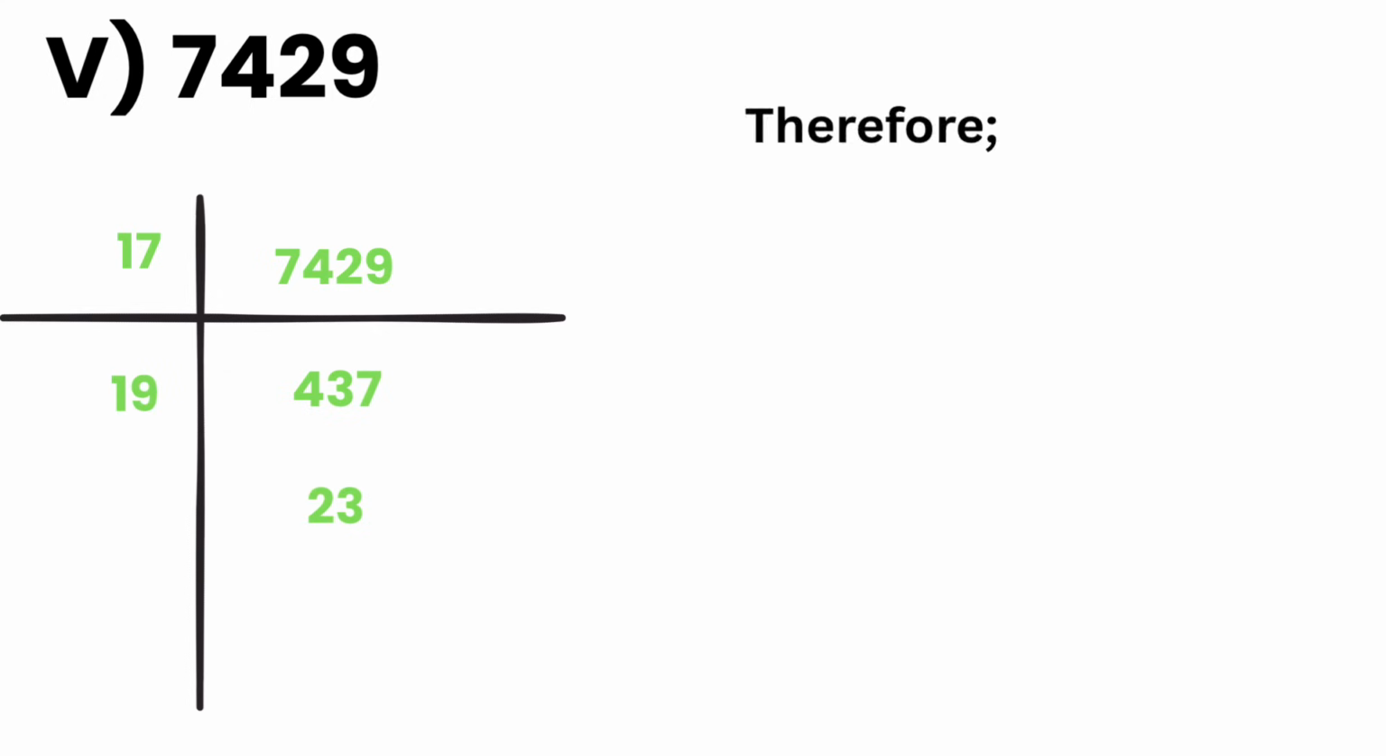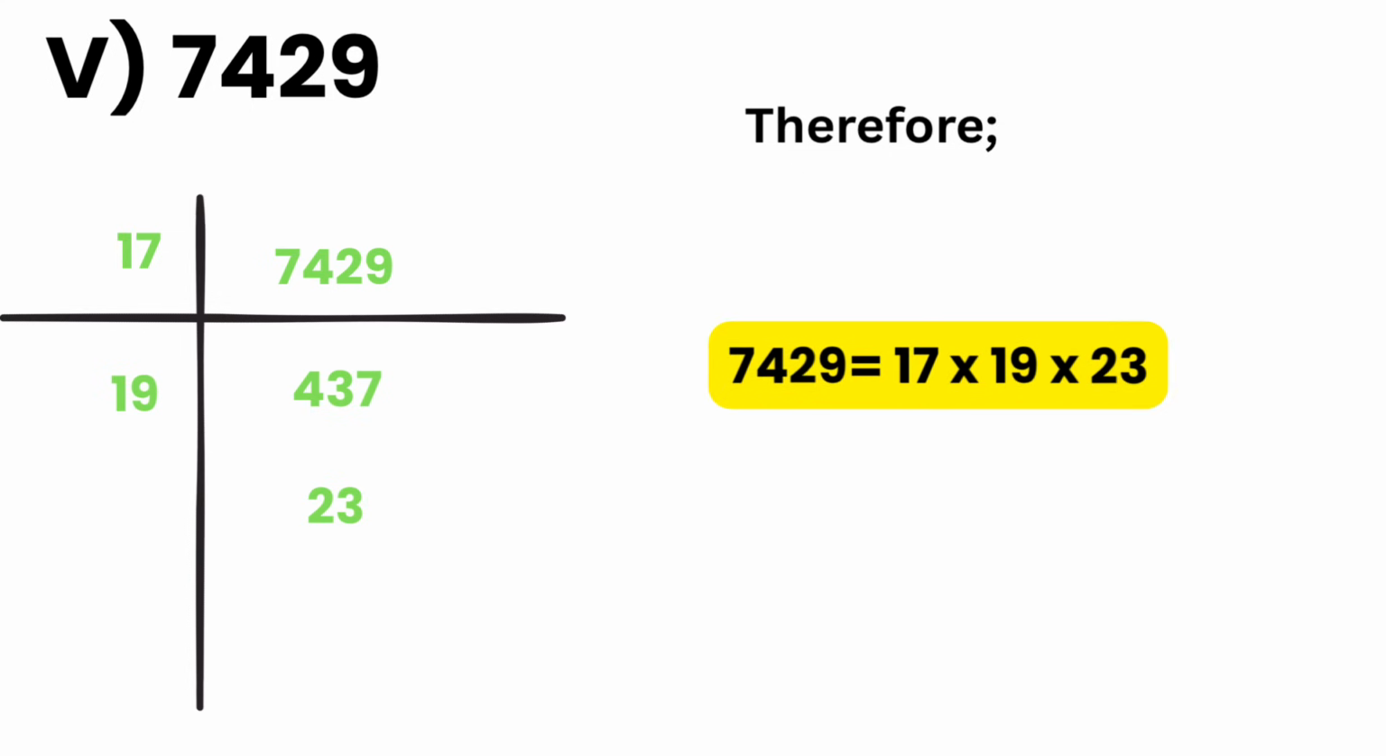And finally 7429. This number is divisible by 17, giving 437. 437 divided by 19 gives 23, which is a prime number. So the prime factorization for this number would be 17 multiplied by 19 into 23.